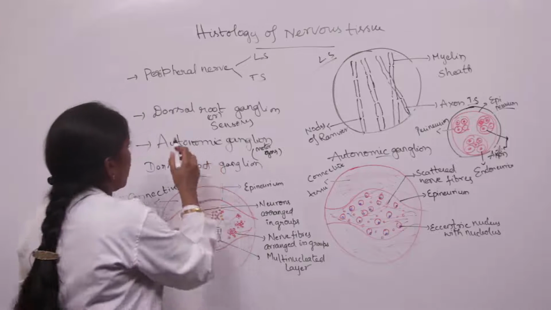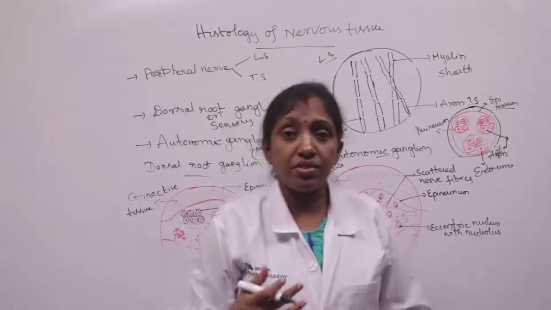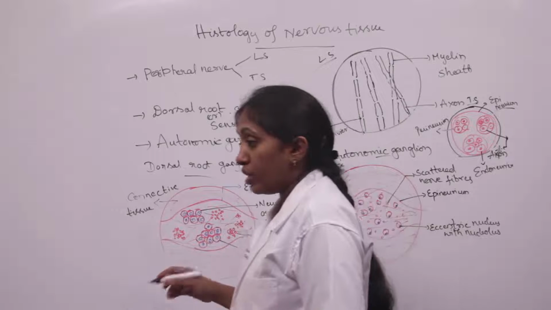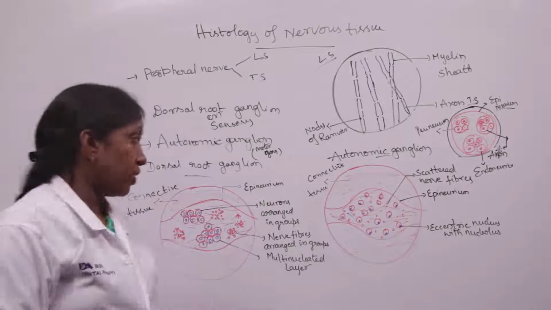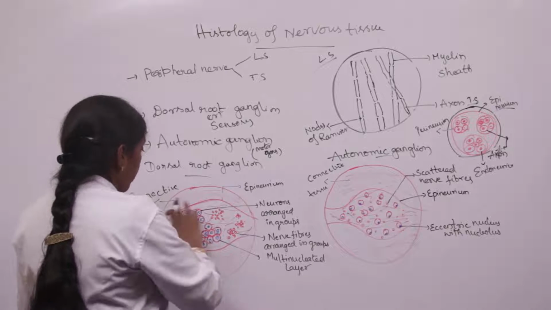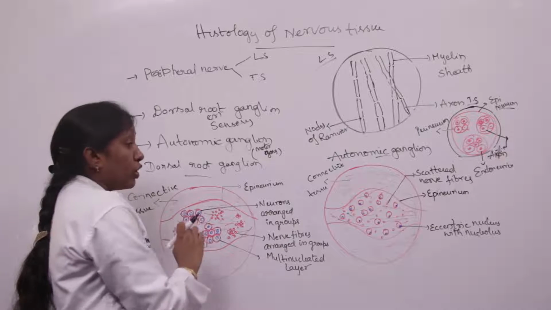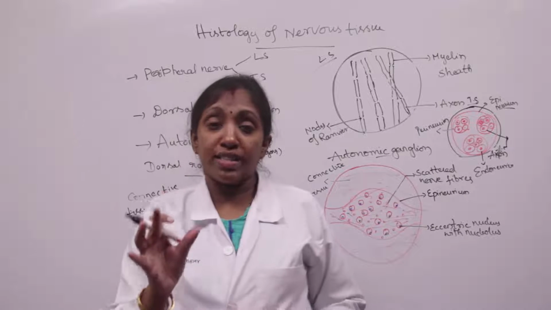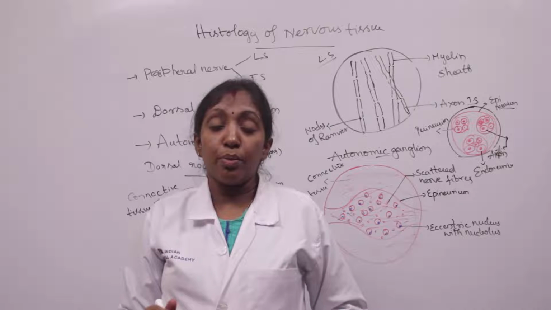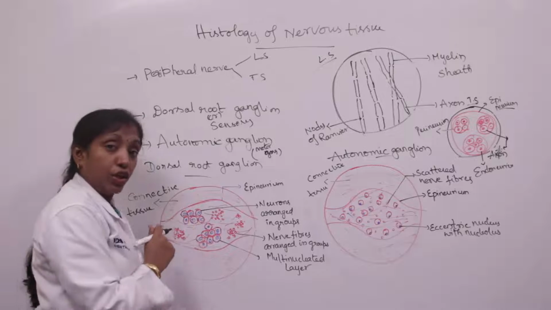Okay, and coming to the dorsal root ganglion, otherwise called the sensory ganglion. When we take a section of the dorsal root ganglion, this is the cell body in the dorsal root ganglion. It consists of a prominent nucleus with a nucleolus. The cell bodies are very large, and they have a prominent nucleus with a nucleolus.